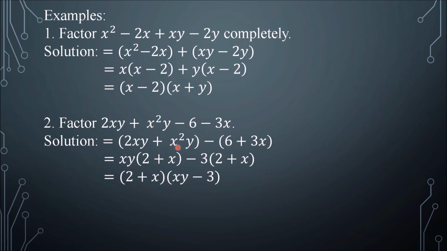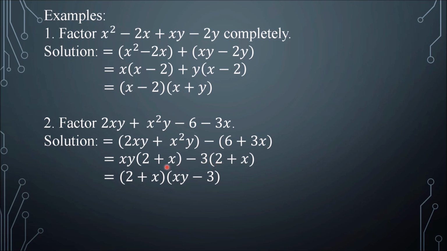Next, we get the common monomial factor in the first group, and that's xy, because this one has xy and this one has also xy. Now, after extracting xy, the remaining factor now is 2 plus x. So meaning to say, when we multiply this, the result is this. Now, here, 6 and 3x, the common monomial factor is 3. So 6 is divisible by 3. 3x, of course, is divisible by 3. Now, after extracting 3, the remaining factor is 2 plus x.